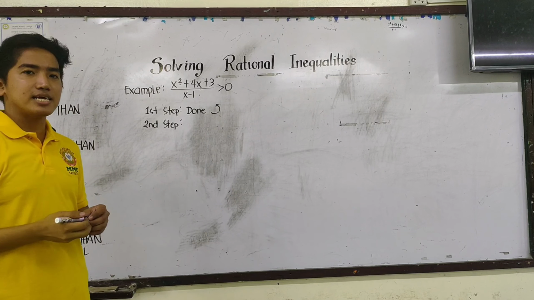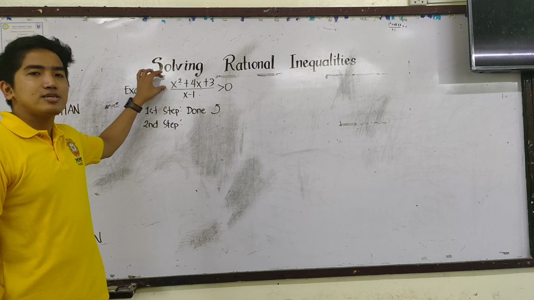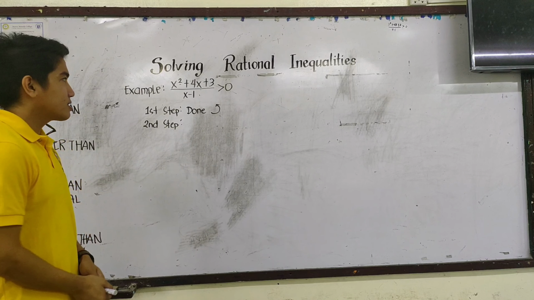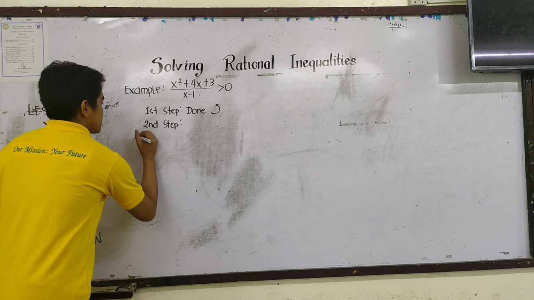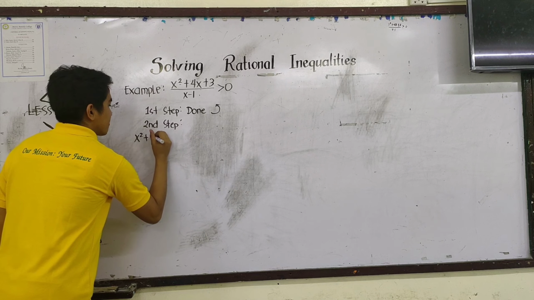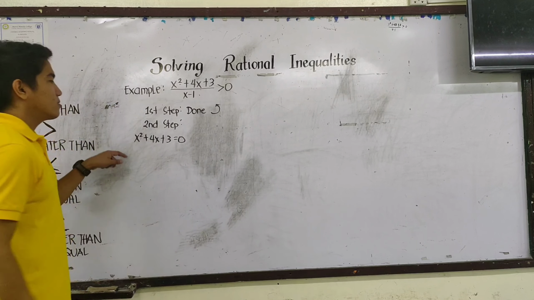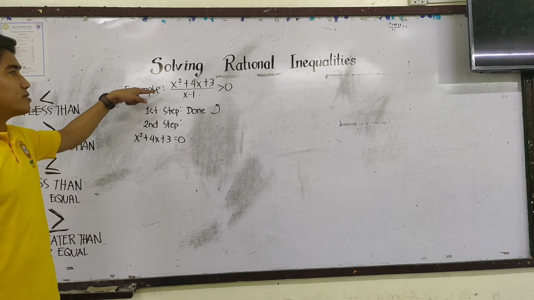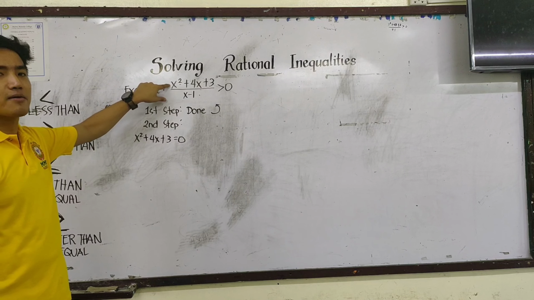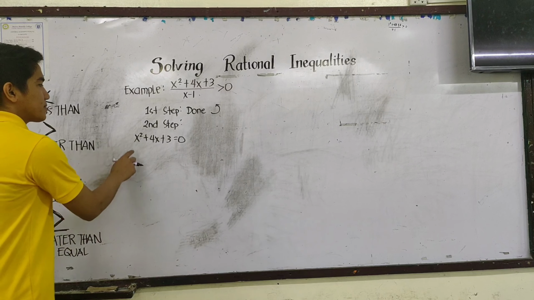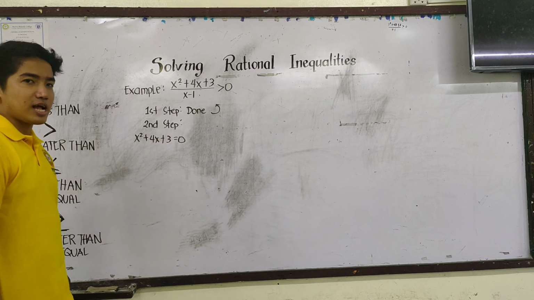yung sa ating second step naman, pag-iwalay natin yung ating numerator and denominator and i-equal natin sila by 0. So, we have the x squared plus 4x plus 3 is equal to 0. So, ito po yung ating numerator. As you can see, kinapit ko lang siya and in-equal ko siya by zeros. So, si numerator muna yung kukompute natin.